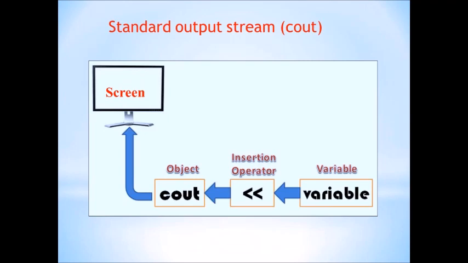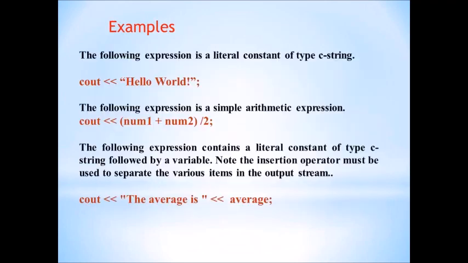So see, here the variable part means expression or anything, some text or anything. So cout uses the insertion operator, and cout is nothing but an object, and the information is passed to the output device. So for that, the cout statement is used. So finally, cout is nothing but a predefined object of the ostream class. ostream is nothing but output stream. And these are the examples.